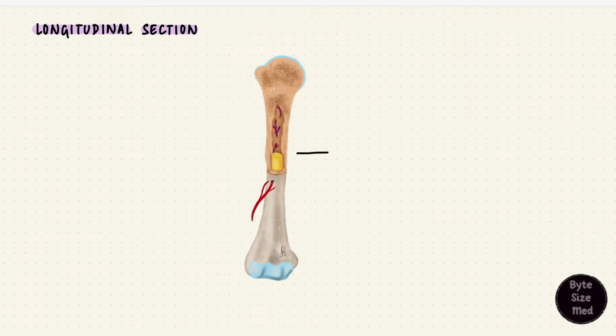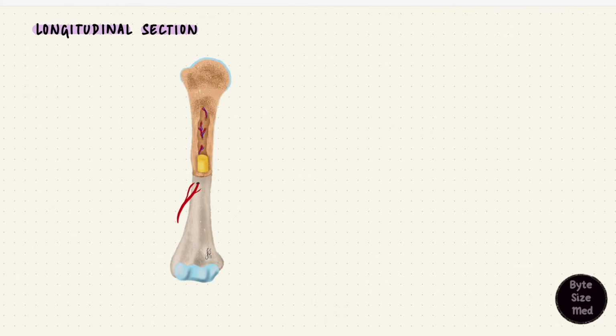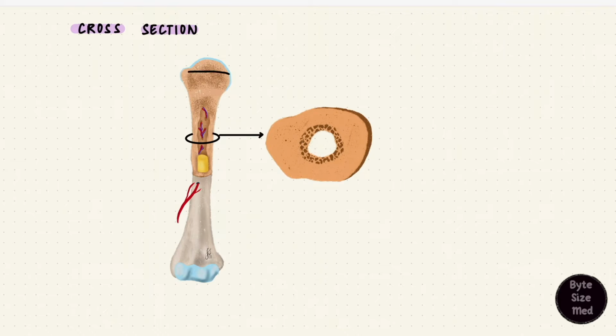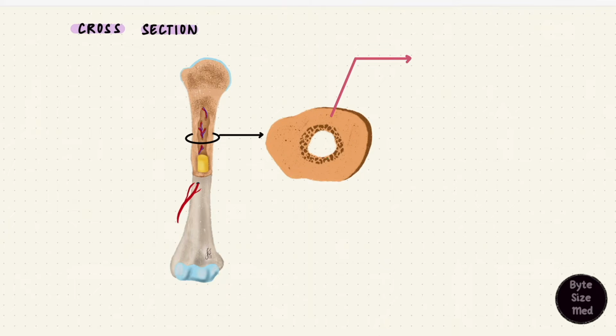If we were to take a longitudinal section of this bone, it would look something like this. Here we have the diaphysis, and this is the epiphysis. In the center, there's a space, and that's called a medullary cavity. And around it, there are two different kinds of bone. If we take a cross section of this bone, its structure varies depending on the level of that section. But macroscopically, there are two types of bone, compact bone and cancellous bone.